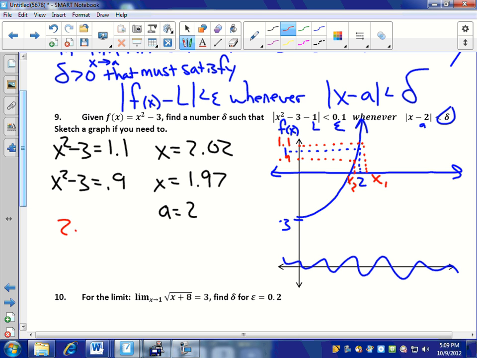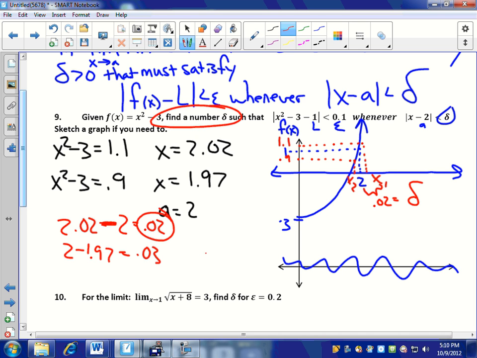Well, that's easy. 2.02 minus 2 is equal to 0.02. And 2 minus 1.97 is equal to 0.03. So you take the smaller of them, so 0.02. That's how far. So this distance right here is 0.02, which is our delta value. So the question is find a number delta. Delta is equal to 0.02.